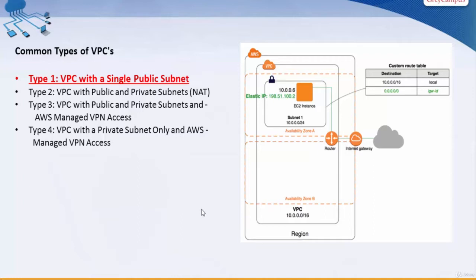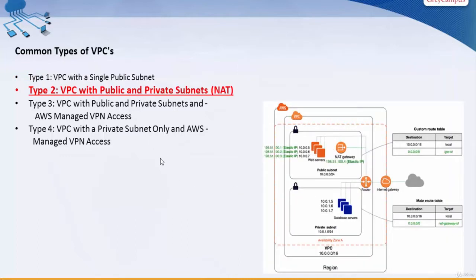Now look at this first one. This one is a single public subnet. This is a good use case if all we have is just web servers. I can have a VPC with a single public subnet, put all my web servers, configure internet gateway and direct the traffic to the internet gateway. That's it, I'm done. My web servers are ready and they can be connected from the internet and they can connect to the internet. So this is type 1.